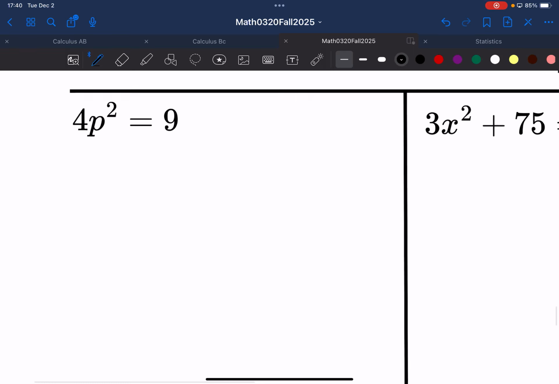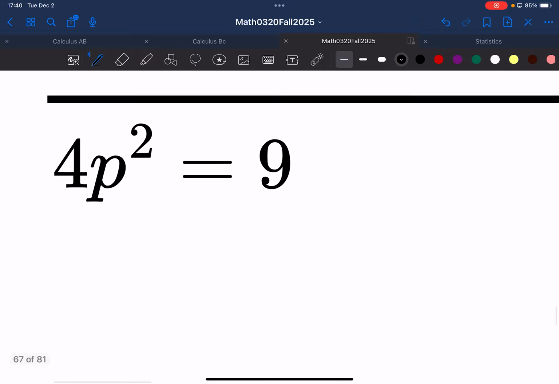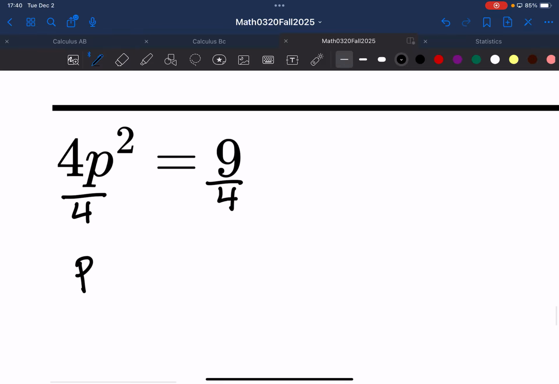So in this first example here, we want to get p by itself. In order to do that, we need to get rid of the 4. How are we going to get rid of it? Dividing by 4. So we have p squared is equal to 9/4. We're just going to leave it as a fraction because we can't simplify 9 divided by 4. And then we want to get p by itself, so in order to get rid of the square, what would be the opposite? The square root.